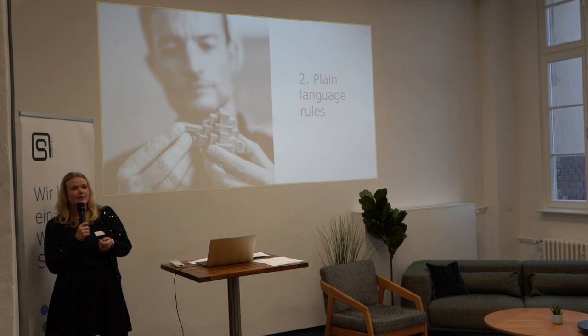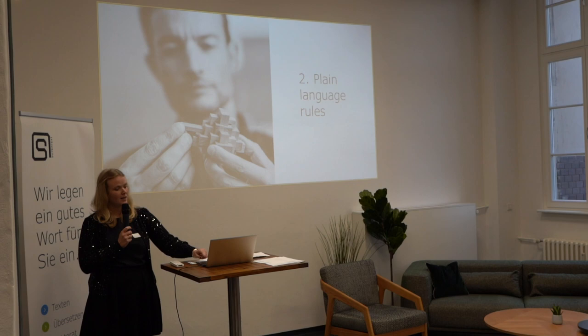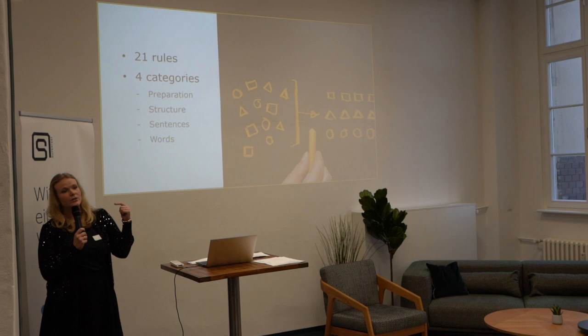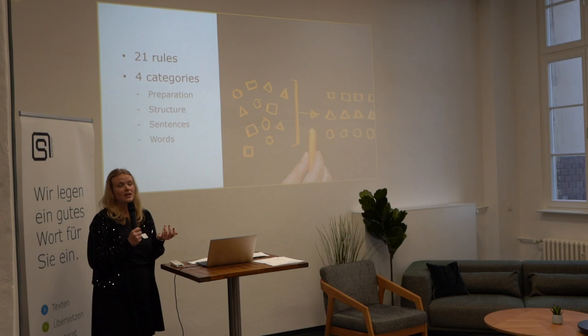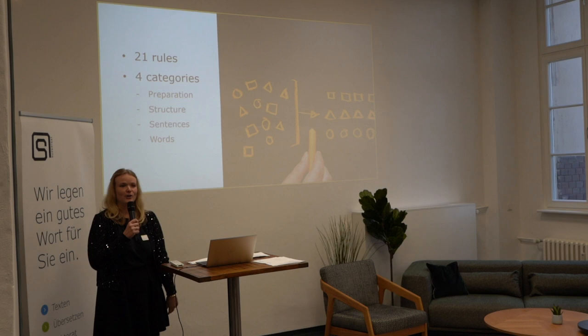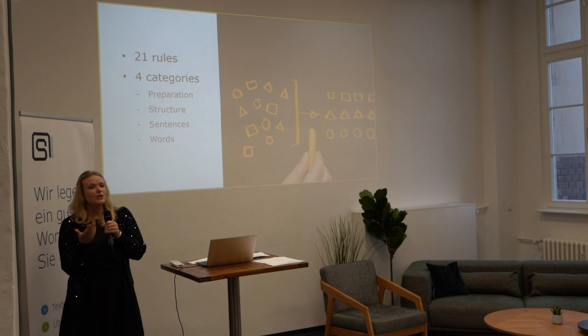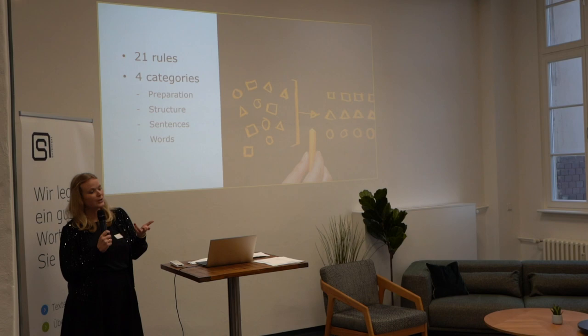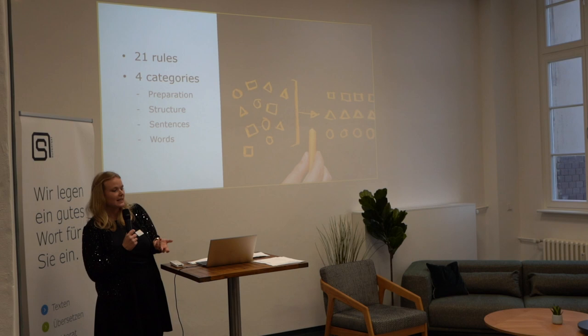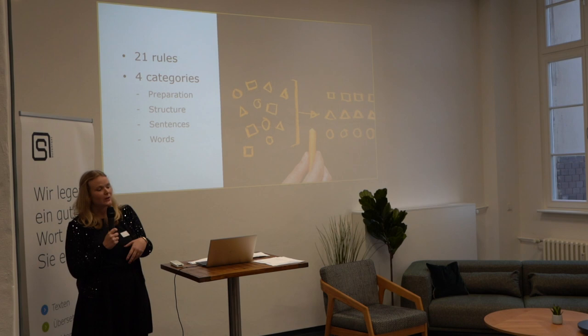So I talked about plain language, but let's make it more concrete and have a look at three rules. In total, there are 21 rules for plain language divided into four categories. First category is preparation. This is actually really important, and oftentimes people are like, what? Preparation? I just write my text as I go along. Well, that's a problem, because before you start writing a text, you need to think about who you're talking to. What I always recommend is having a person like Nick in mind when you're writing the text, or someone else. Because if you ask yourself beforehand, who is actually my audience? What do they know? What don't they know? What do I need to explain?